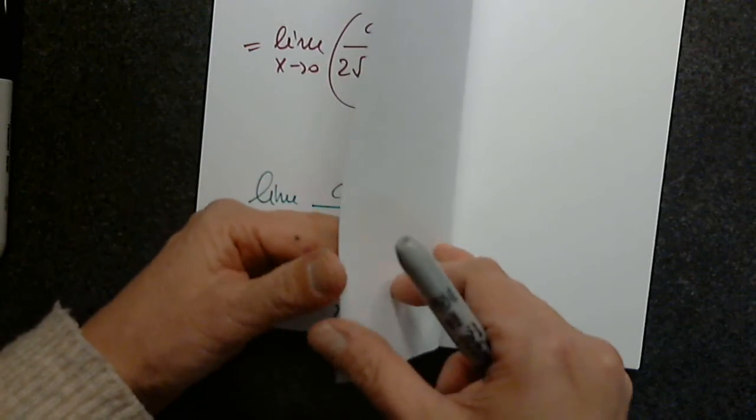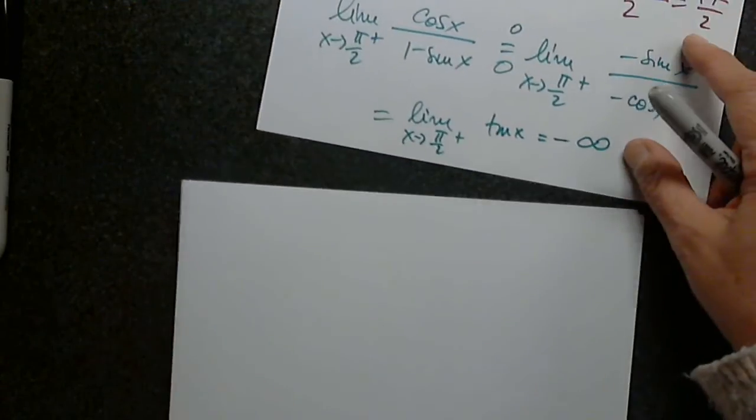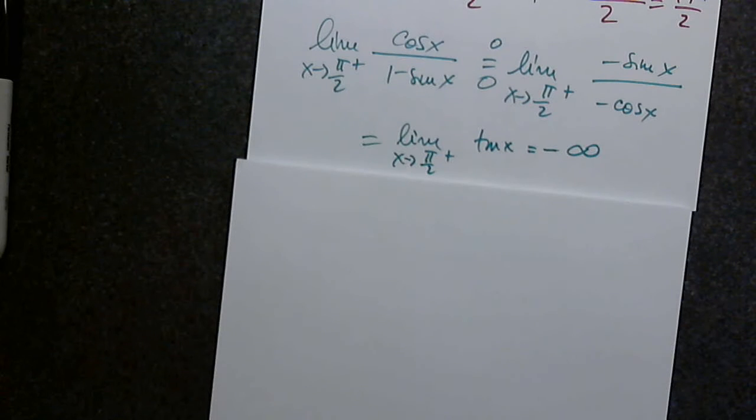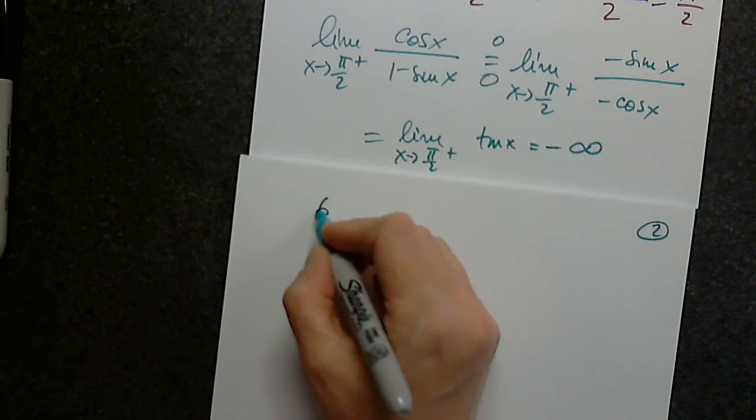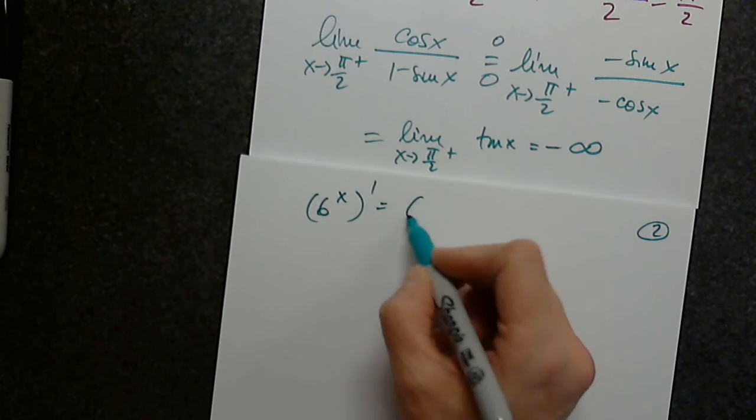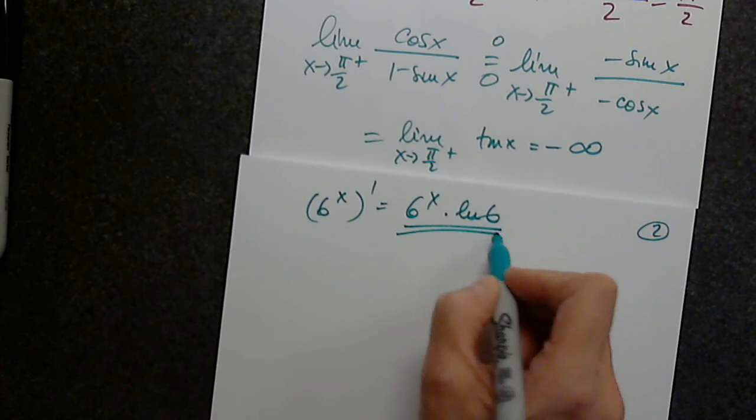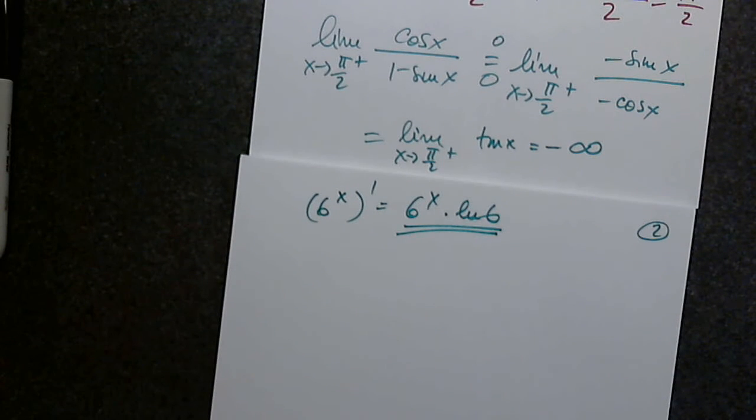Good. Next question. Anything else? So pi over 2 on the right is in the second quadrant where the tangent is negative. Good. Anything else? And few of you forgot that the derivative of 6 to the x is 6 to the x times natural log 6. Please remember that. Anything else from anything?